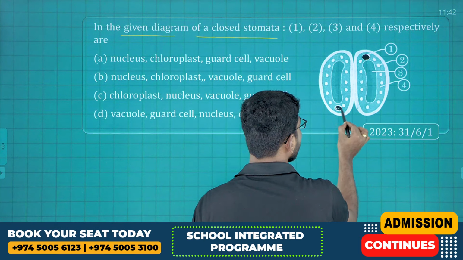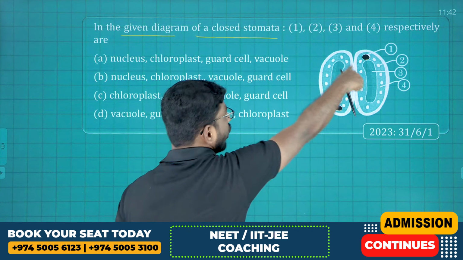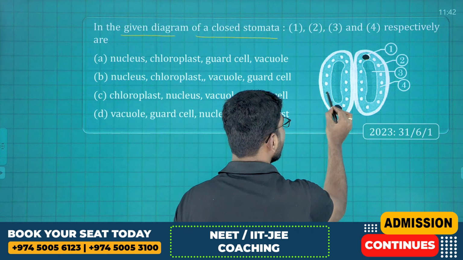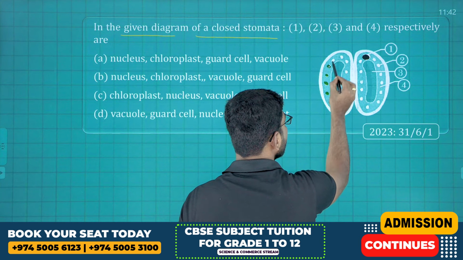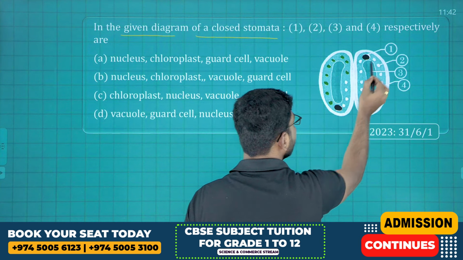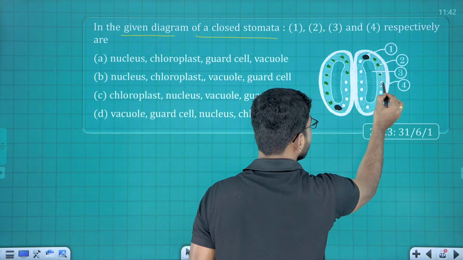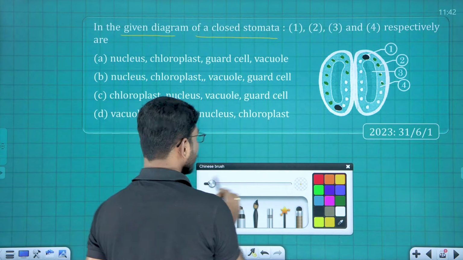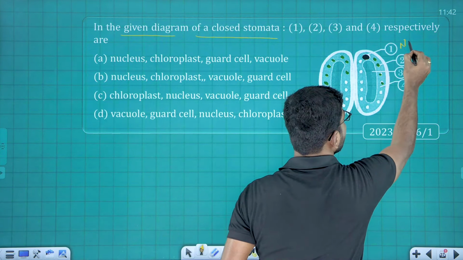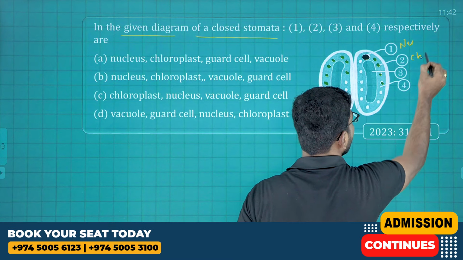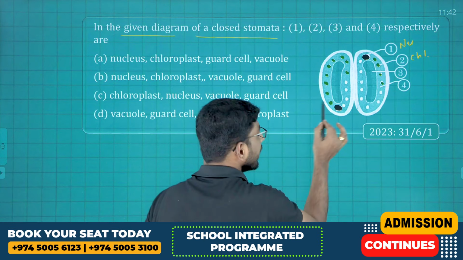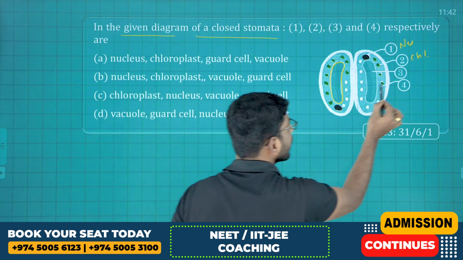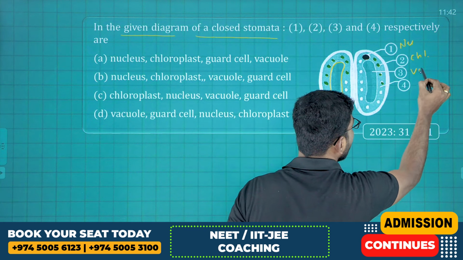Here in this guard cell it is the nucleus. What about all these small white dots? Actually they are green dots, right? These are the chlorophyll. Guard cells consist of chlorophyll for what? Photosynthesis, right? So the first one I can write nucleus. Second one is chloroplast. Third one is, remember student, a big vacuole. So I'm writing the third one is vacuole.